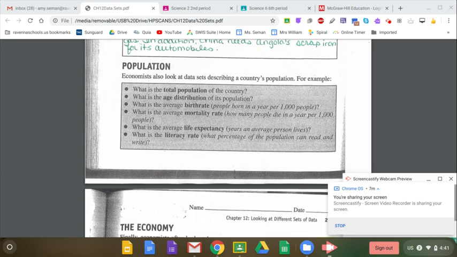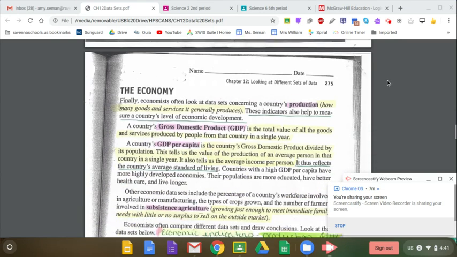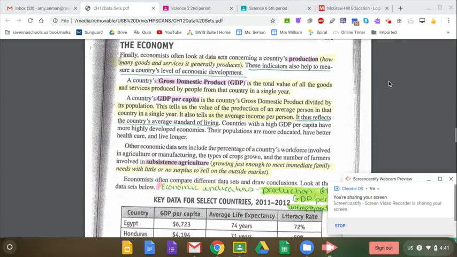Definition: what percentage of the population can read and write? Going on, we're at economy. Finally, economists often look at data sets concerning a country's production, how many goods and services it generally produces. These indicators also help measure a country's level of economic development.